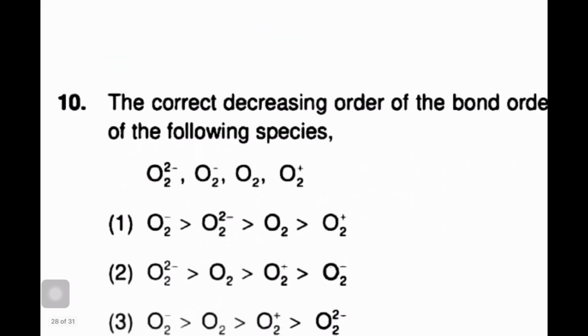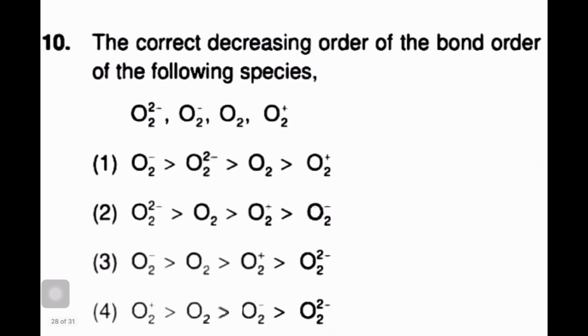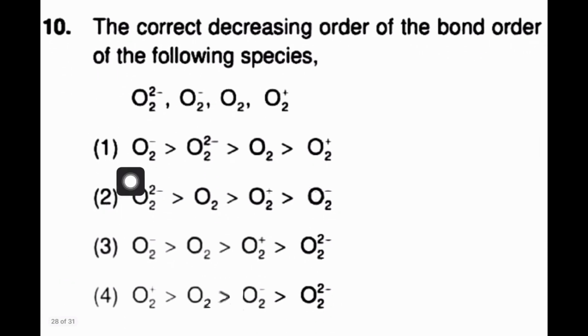Next. The correct decreasing order of the bond order of the following species is. So we'll quickly calculate the bond order. It has a total of how many electrons? 18 electrons. For 18 electrons, bond order will be what?